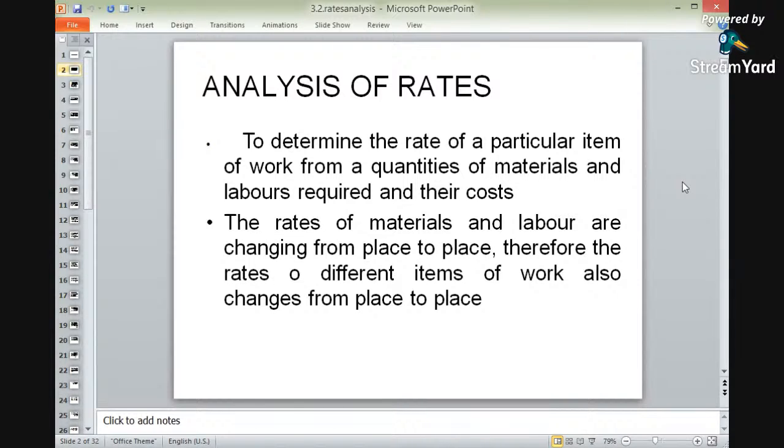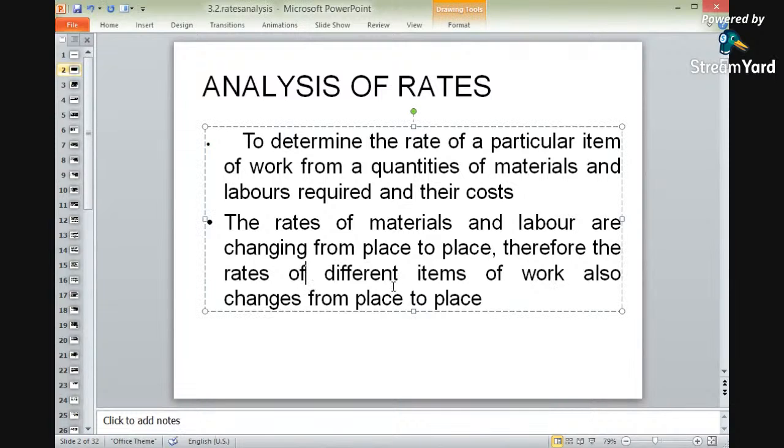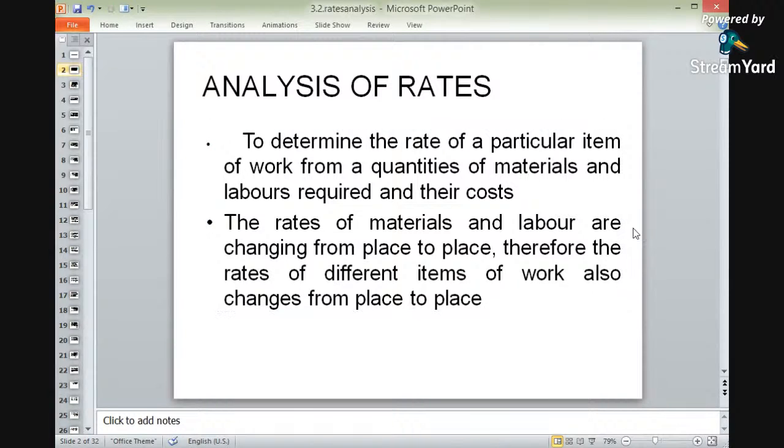The rates of materials and labors change from place to place. Therefore, the rates of different items of work will also be different. Depending upon availability, if a material is available more, its cost will be less. If the availability of a particular material is less, its cost will be more, and it depends upon the place also.